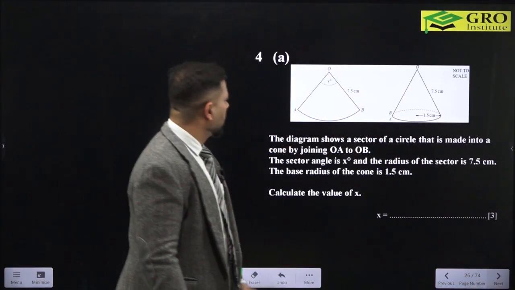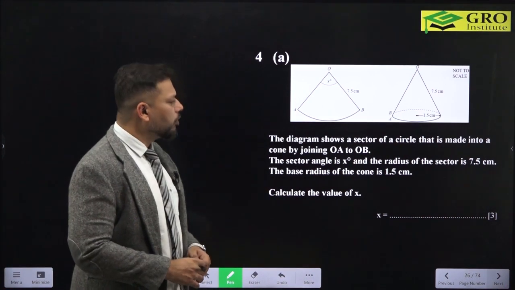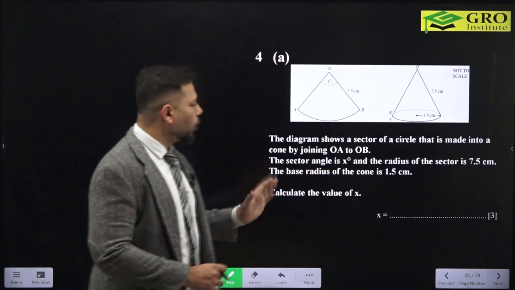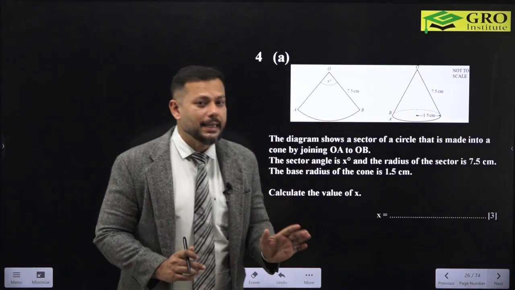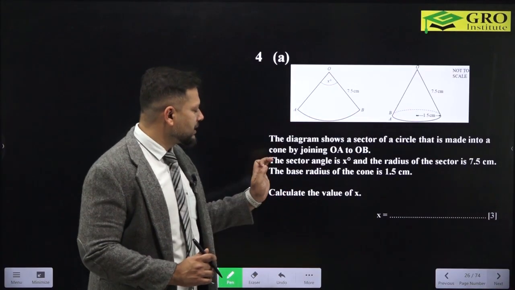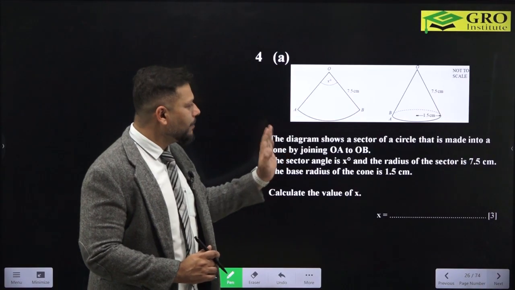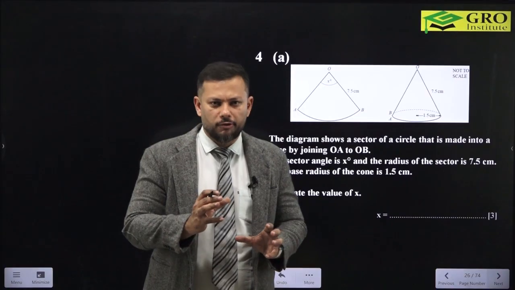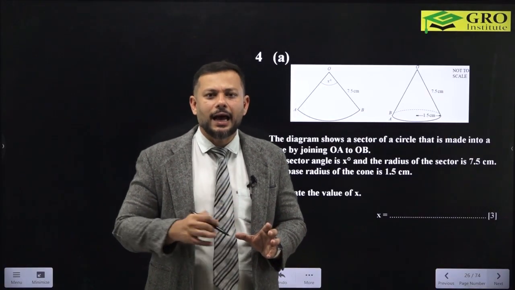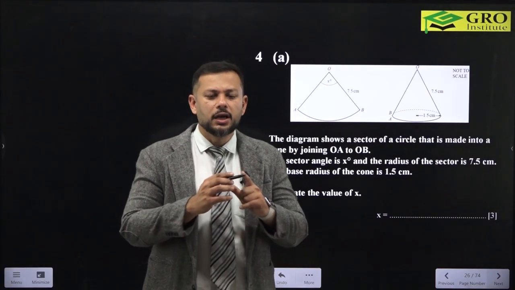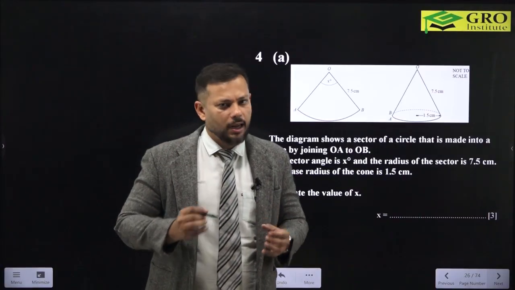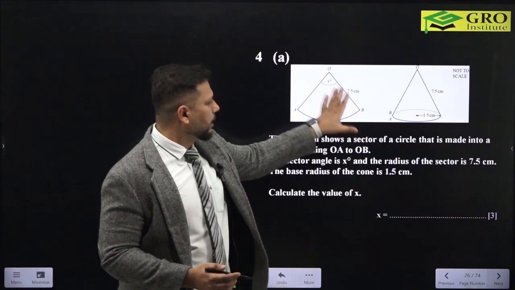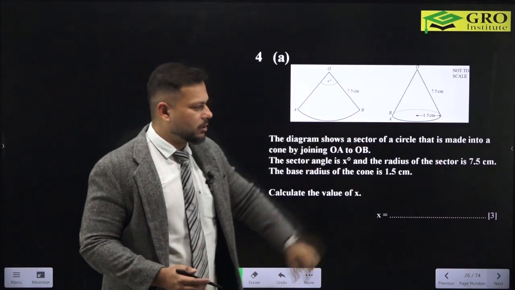So here the diagram shows a sector of a circle that is made into a cone by joining OA to OB. Guys, be very careful about this statement. It says that diagram is originally a sector. What is sector? It's the portion of a circle wherein an arc is joined with two radii, and they are having the same center for sure. So this figure looks like a sector, isn't it?